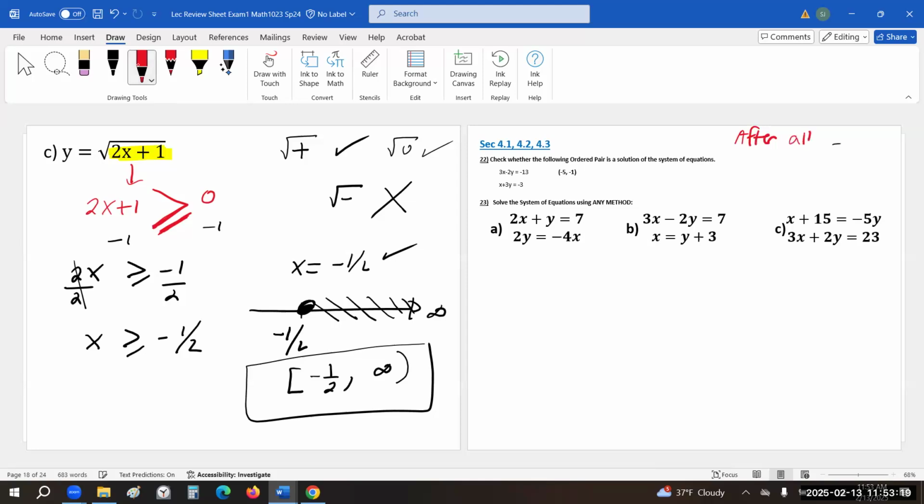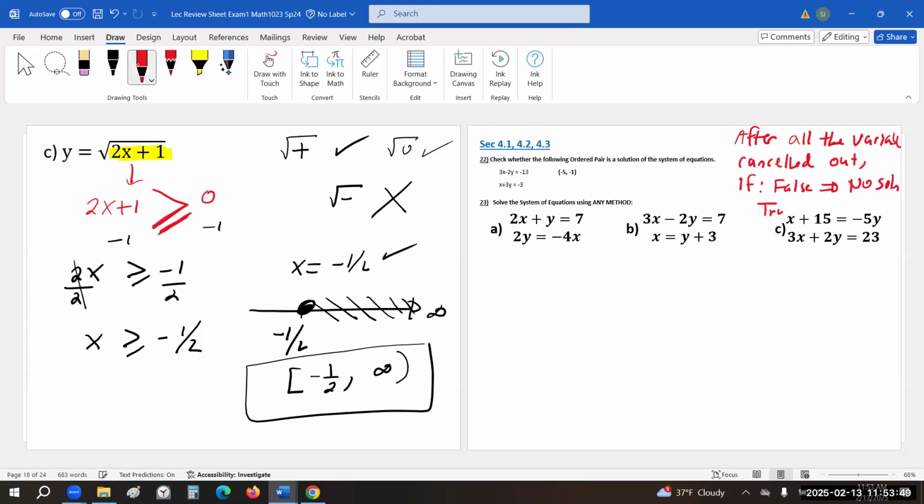After all the variables cancel out, if you get a false statement, then what type of solution do you have? Infinite solution or no solution? No solution, because it's false. No solution.